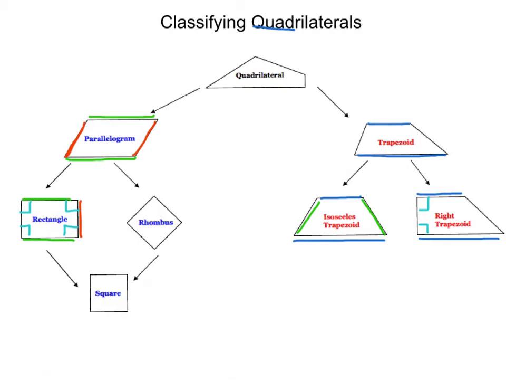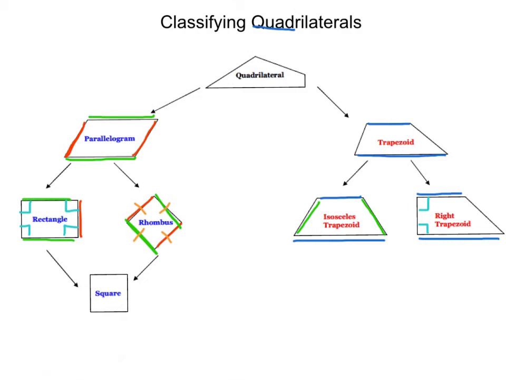If we move instead to the right from the parallelogram, you find the rhombus. And a rhombus is a parallelogram, just like everything else that we have on this side of the tree. The only difference with a rhombus is all four sides of the rhombus are equal lengths. So the angles are not necessarily 90-degree angles, but all four sides of the rhombus are the same length.